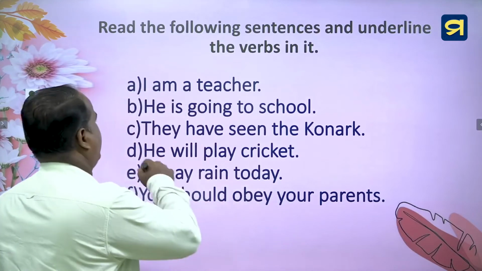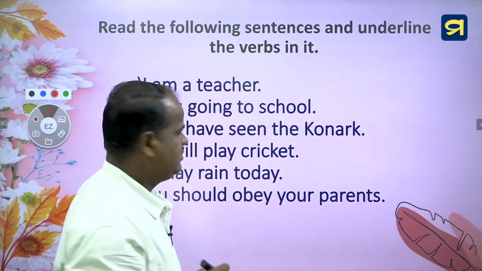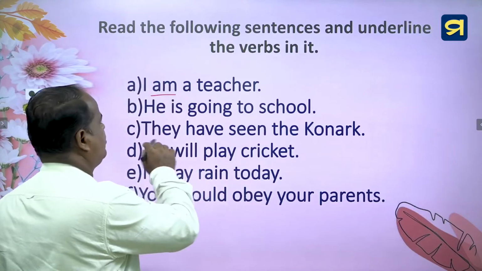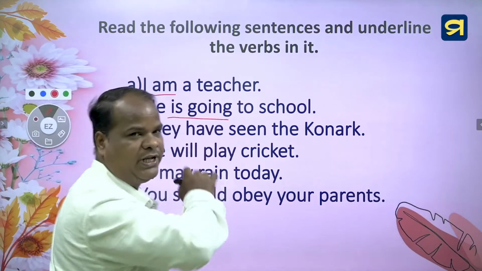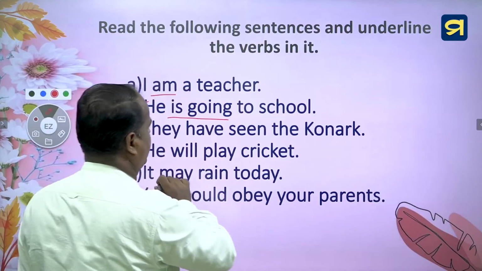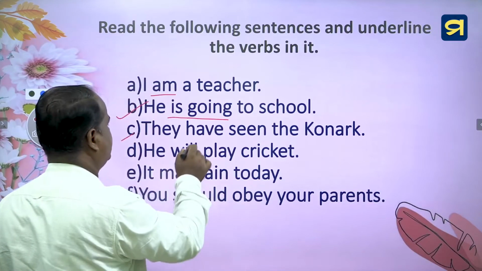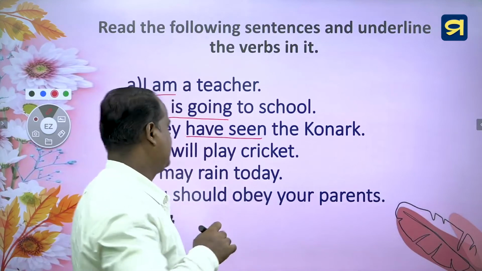First, I am a teacher. Here, am is the verb. Next, he is going to school. Here the verb phrase is is going. Next, they have seen the Konark. Here the verb phrase is have seen.